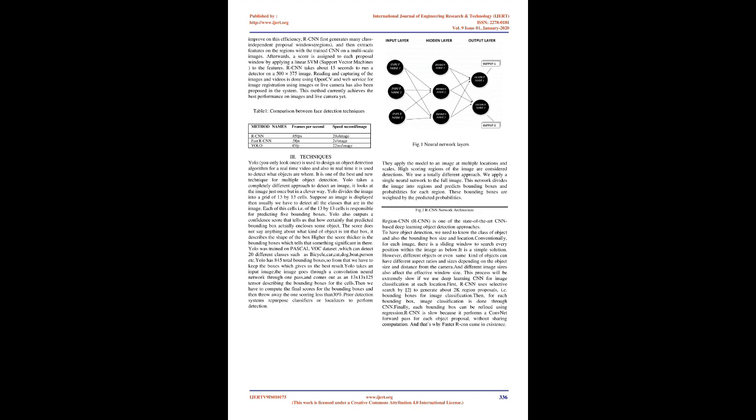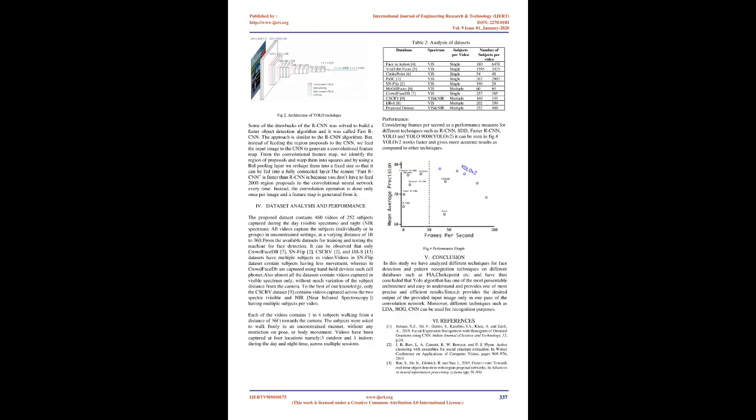Table 1: Comparison between face detection techniques. Method names, frames per second, speed in seconds per image. RCNN: 0.05 fps, 20 s/image. Fast RCNN: 0.5 fps, 2 s/image. YOLO: 45 fps, 22 ms/image. Three techniques.